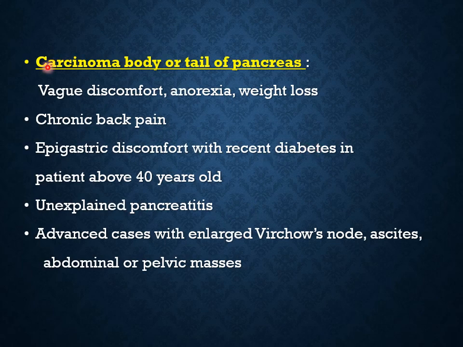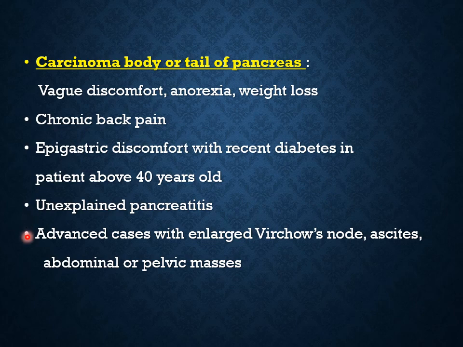Next, carcinoma located on the body or tail of the pancreas. These do not present very easily. They present with very vague symptoms: vague discomfort, anorexia, weight loss, chronic back pain, epigastric discomfort, with recent onset of diabetes mellitus in patients over 40 years of age, and unexplained pancreatitis. If a patient develops pancreatitis, there's no gallstone, no alcohol intake, and no predisposing factors, then you have to think of carcinoma of the body or tail of the pancreas.